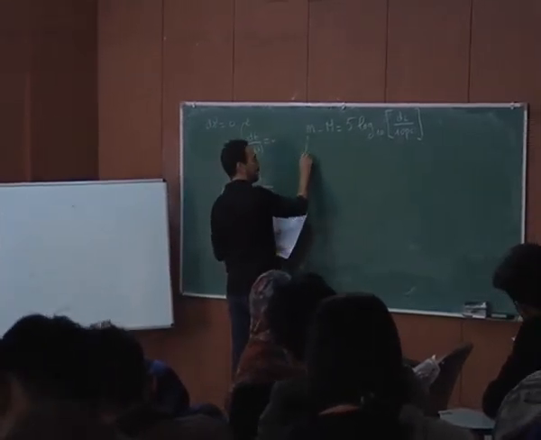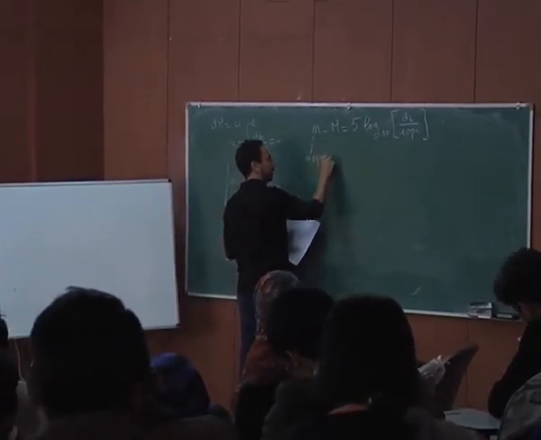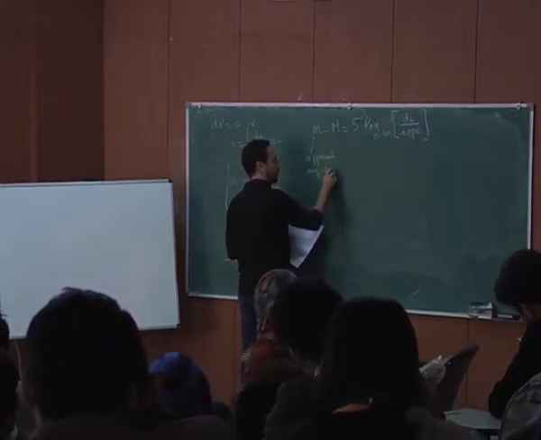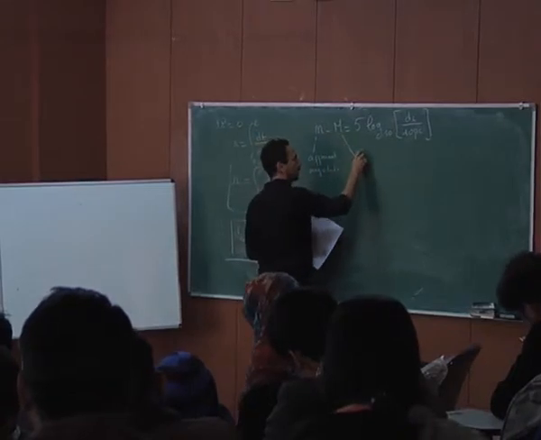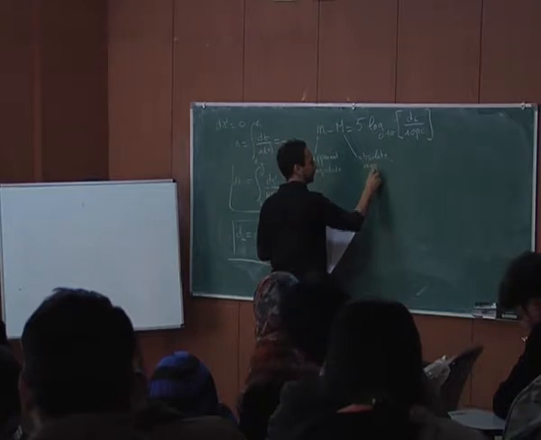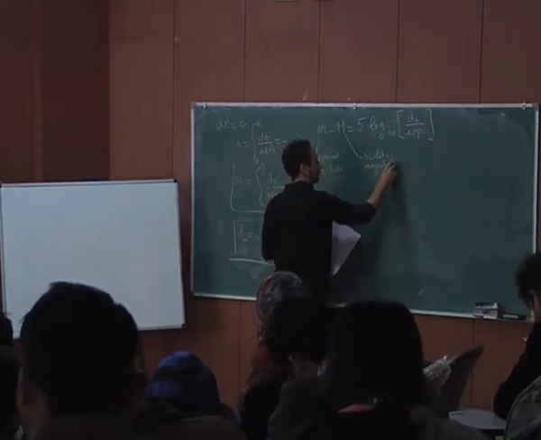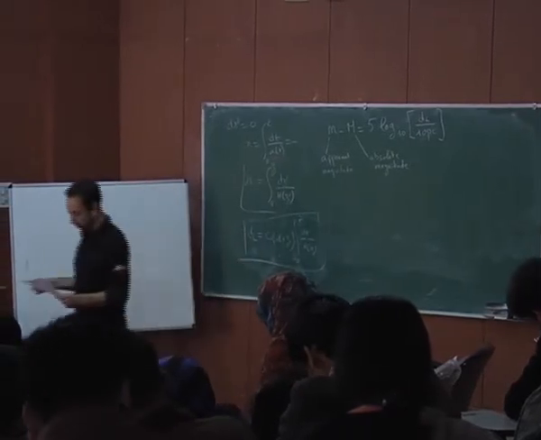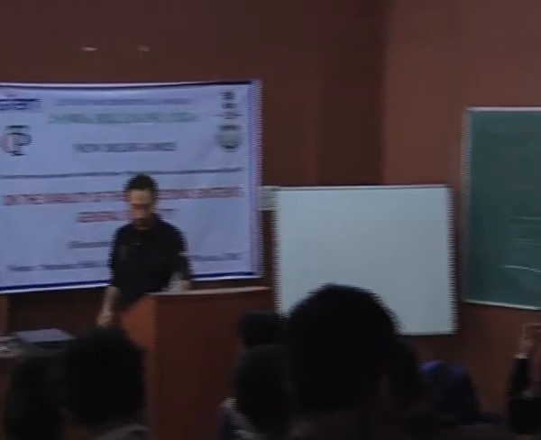This is called the apparent magnitude, and this is the absolute magnitude. Okay. So this is all what I wanted to say about that.